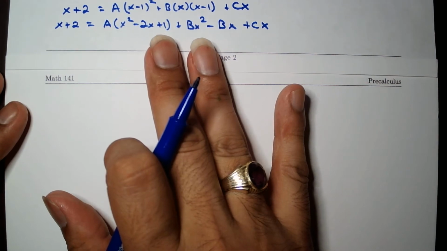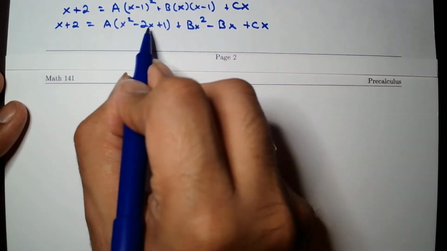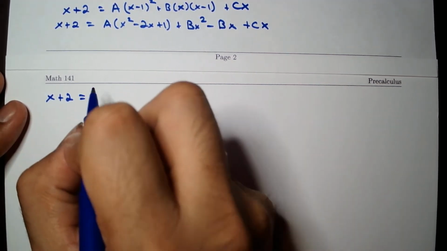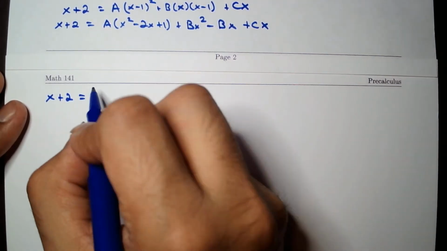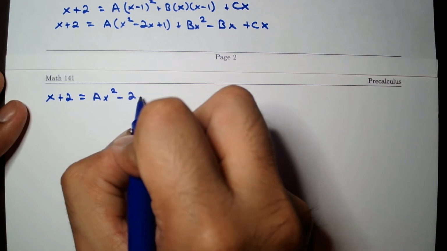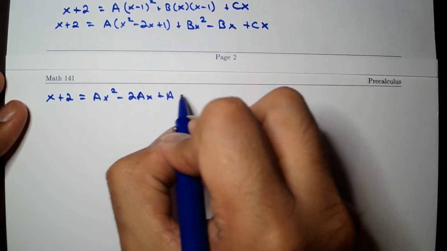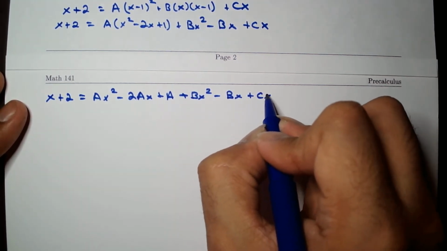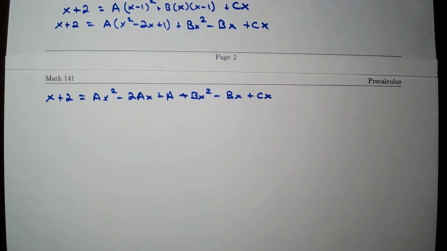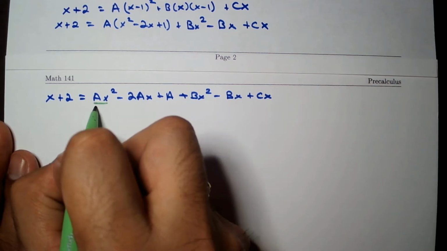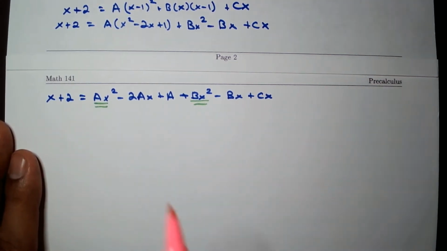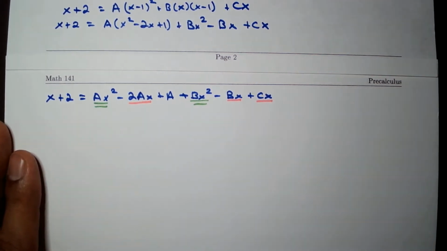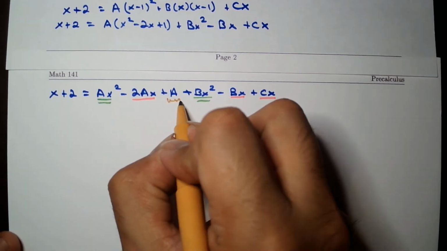So in this case, I'm going to distribute the a over the 3 terms here. So that's going to give us x plus 2 equals ax squared minus 2ax plus a plus bx squared minus bx plus cx. Okay, and then what we are going to do is put together the squared terms, then the linear terms, that is all the terms that have x to the first power, and then the constant terms together. So how are we going to do this?